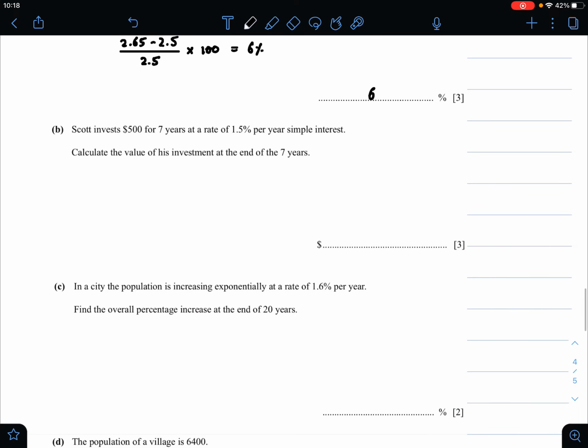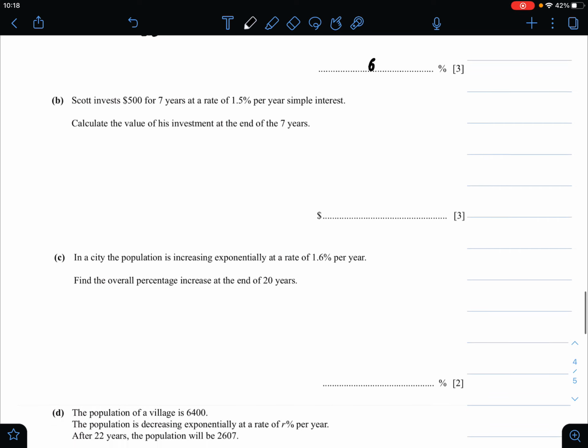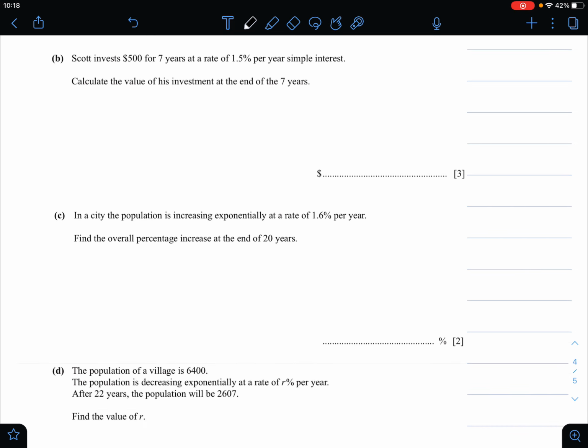Now let's move to part B. For part B, they are asking you to calculate the value of the investment at the end of 7 years. This is at simple interest, and they've given you the principal amount, the interest rate, and the number of years. So we can use the formula: the principal amount multiplied by the rate multiplied by the time, divided by 100, is equal to the simple interest.